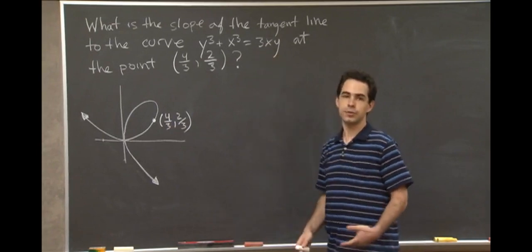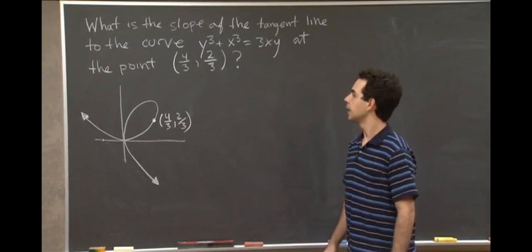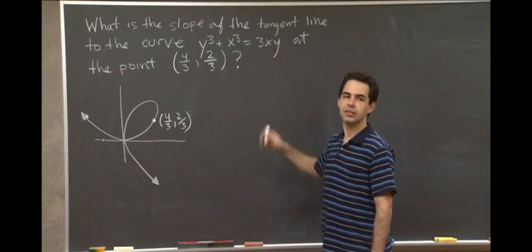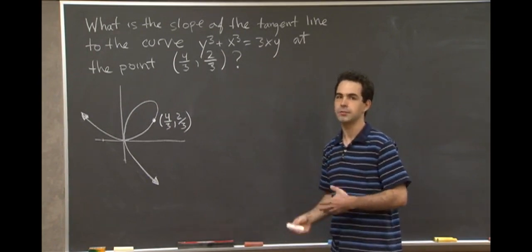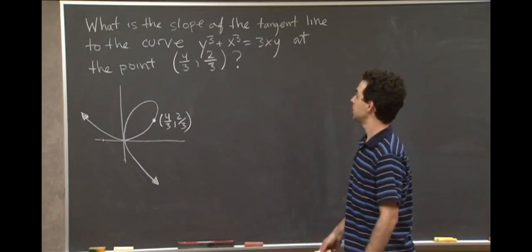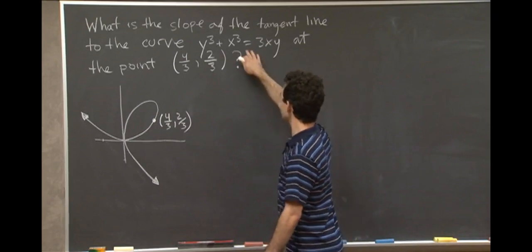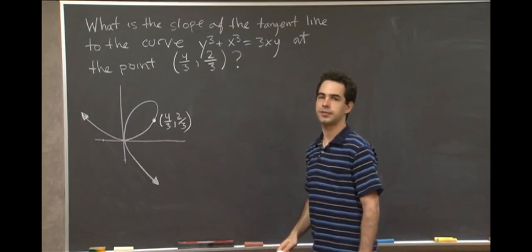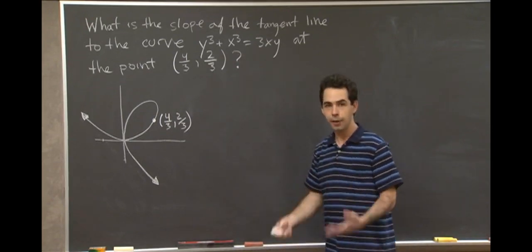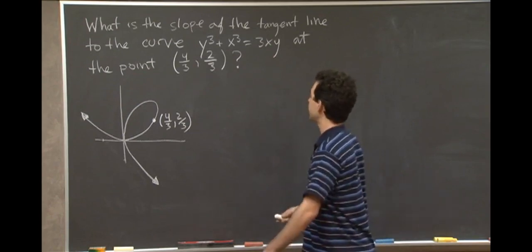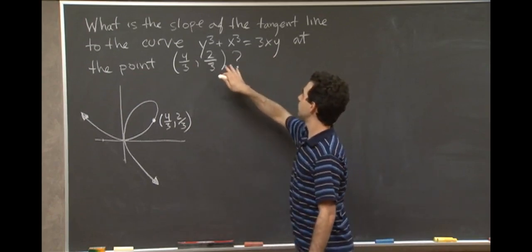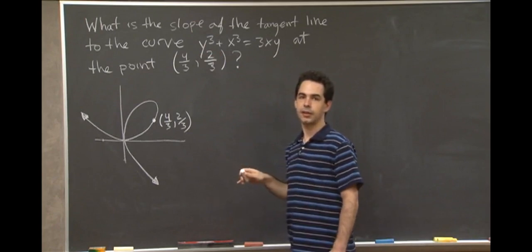What we need to do is find the derivative of y. But as I said earlier, this is tough to do explicitly, to find y in terms of x, so we're going to use implicit differentiation. So we start with this equation, y cubed plus x cubed equals 3xy, and we can take a derivative with respect to x. Let's start with it in the order it's given.